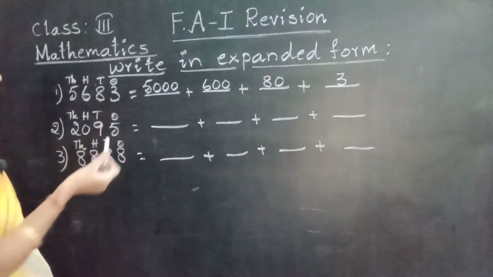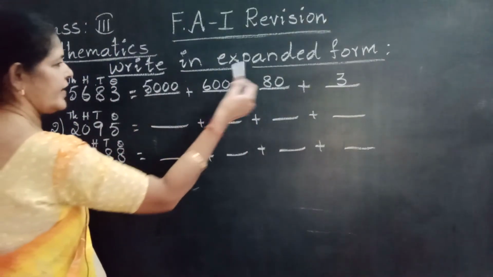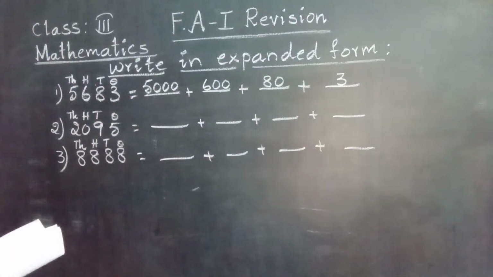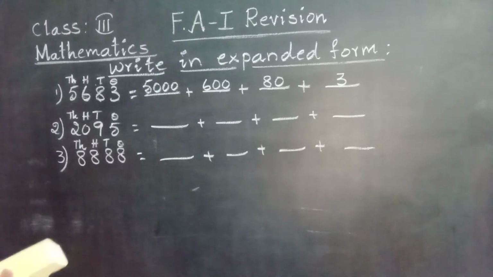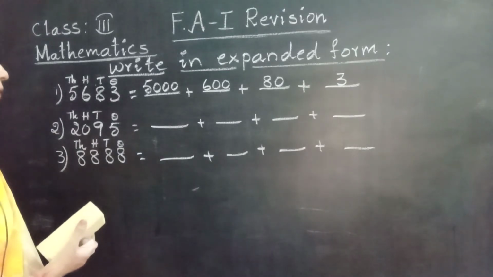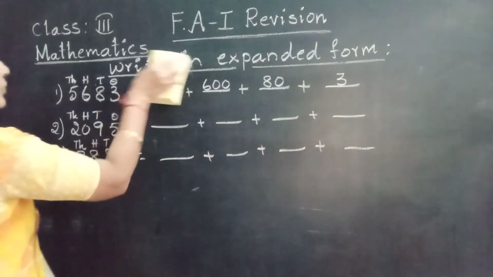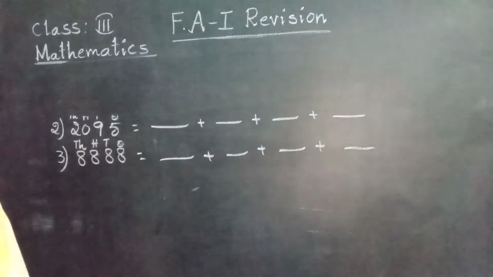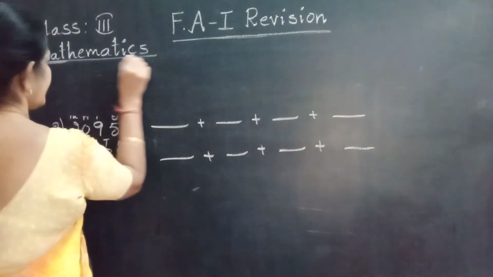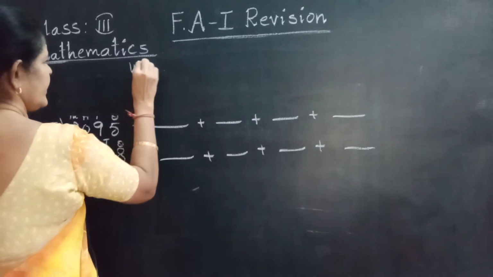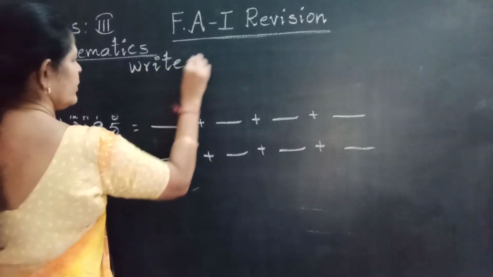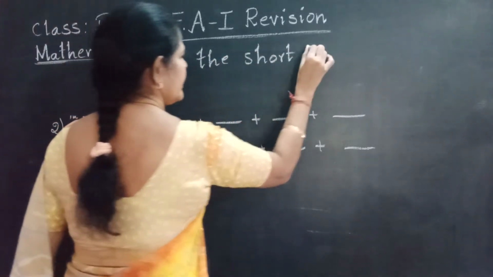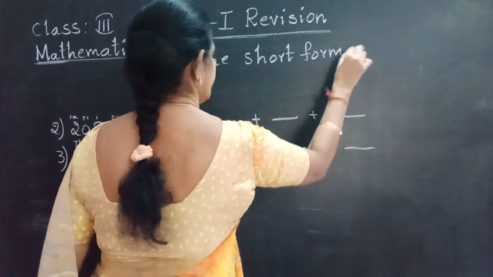5683. We are going to separate thousands, hundreds, tens and ones. Come on, note down. Next one, write the short form. Short form means write the correct number. Now the question is in the expanded form. We put together those numbers. Write the short form. Short form means write the correct number.